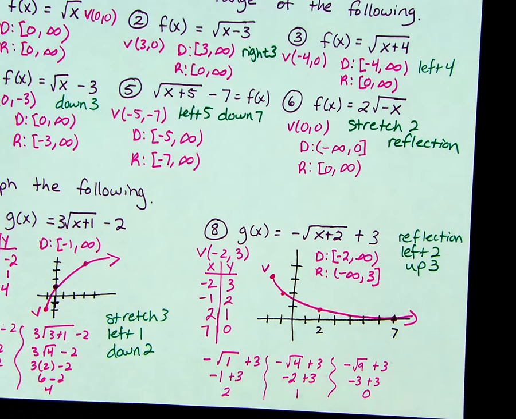Okay. So really, again, our rules for transformations haven't changed. So A, H, and K still do the same things that we've learned since the beginning of the year.